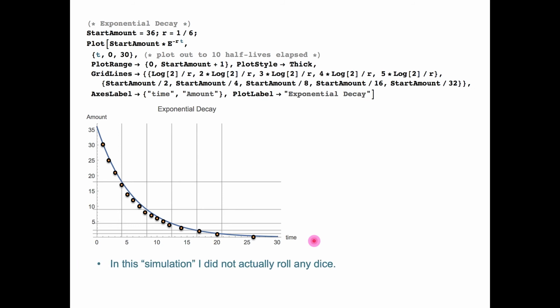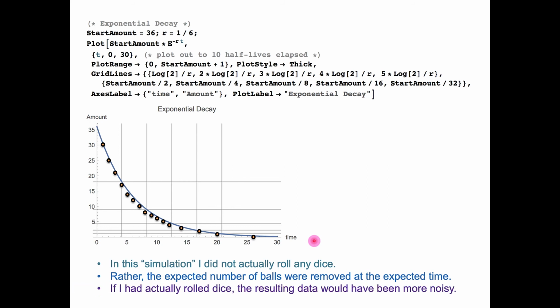Now, of course, in this simulation, I didn't actually roll any dice, and there weren't actually any demons inside those balls rolling dice. Rather, the expected number of balls were removed at the expected time. If I had actually rolled dice, the resulting data would have been more noisy, but if I'd repeated that experiment enough times and averaged everything out, I would get something that looked like this.